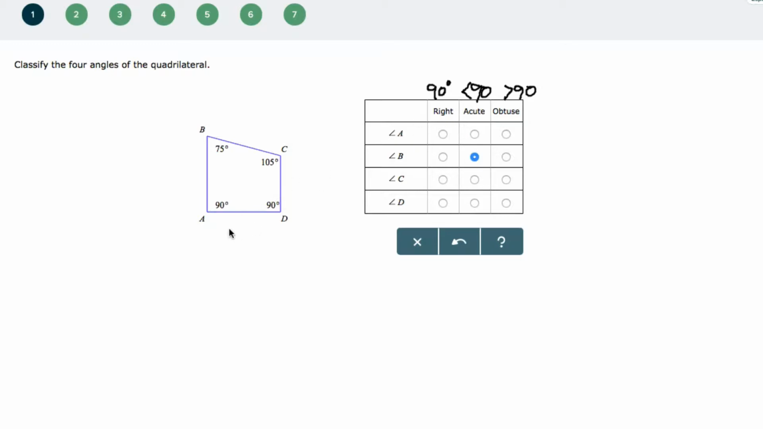So if we look at angle A, it is exactly 90 degrees, so that's a right angle. Angle C, 105, that's obtuse, greater than 90 degrees. And angle D, again, is exactly 90 degrees. So we just need to remember that. Right angle equals 90 degrees. An acute angle is anything less than 90 degrees. And an obtuse angle is anything more than 180 degrees.